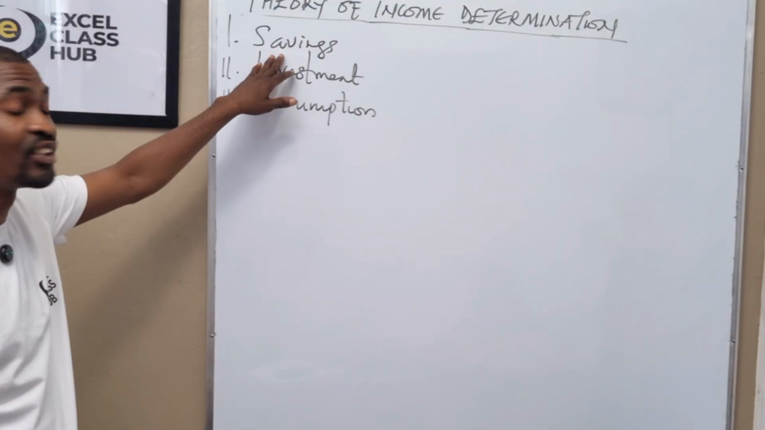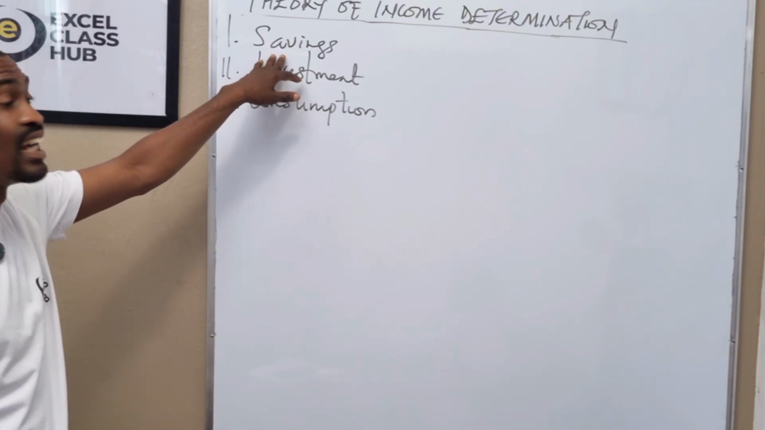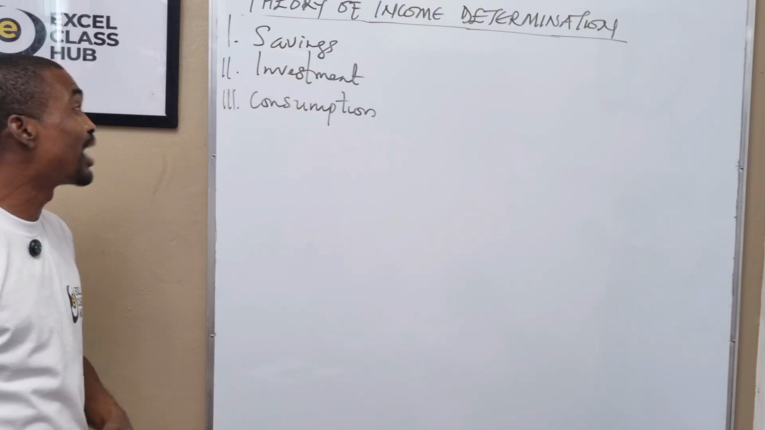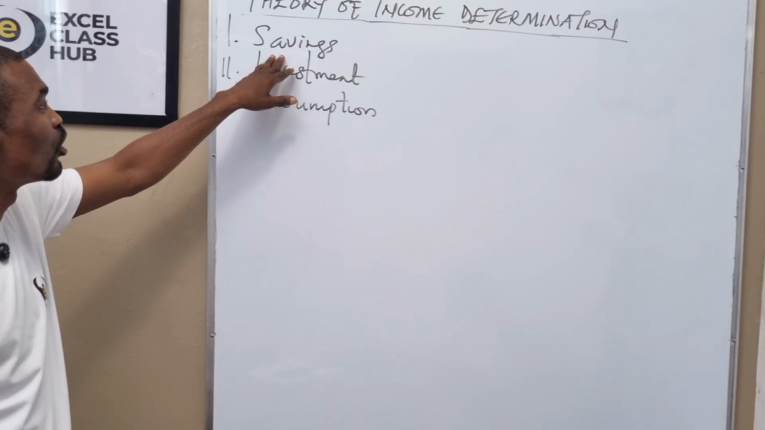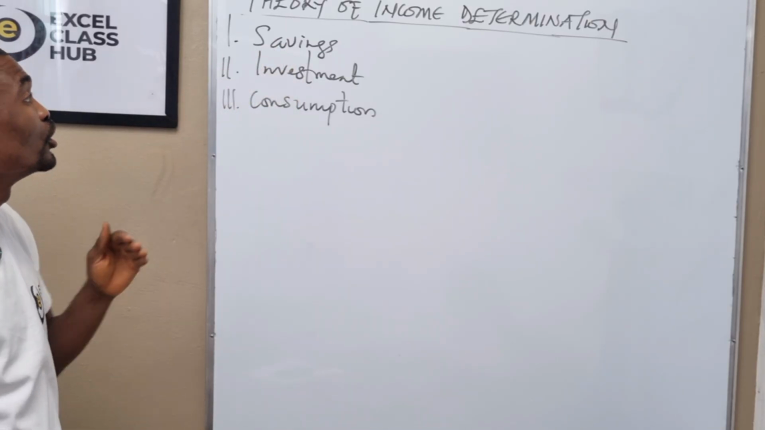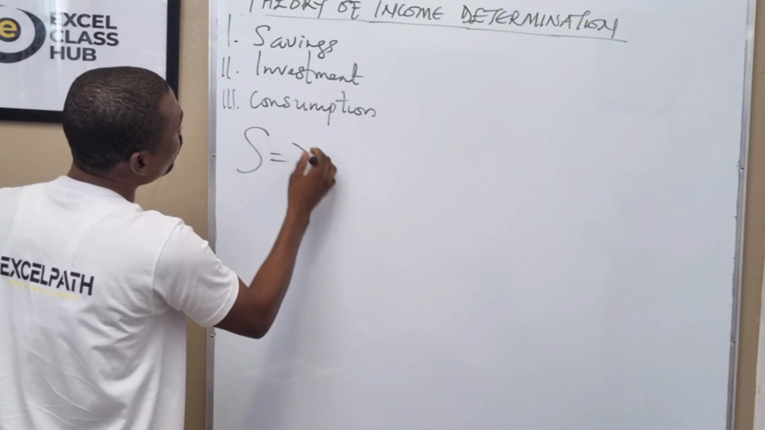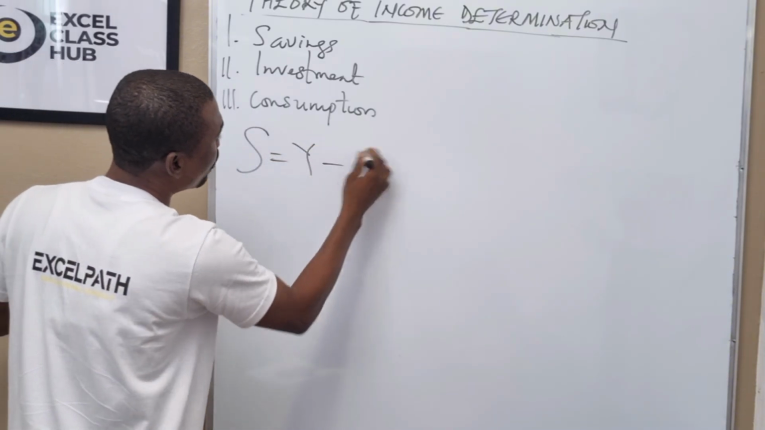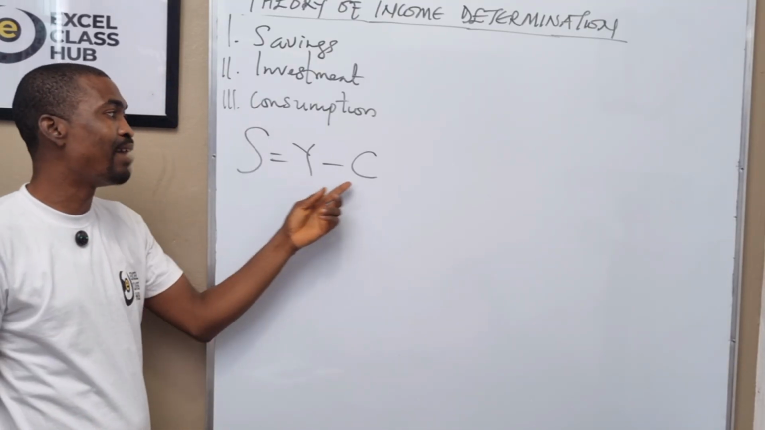Now, what is savings? Savings simply means the part of income that is not spent. So you can simply say savings is the income that is saved for future use. So your savings is equal to what? Savings is equal to income minus consumption. Okay? S equals Y minus C.